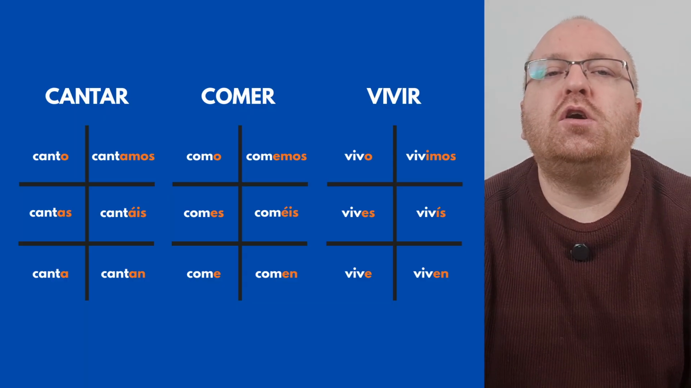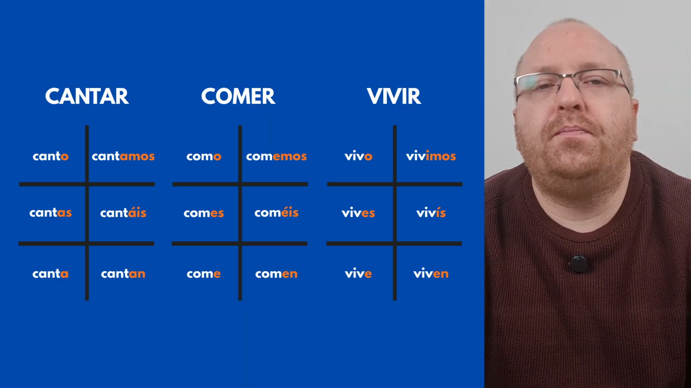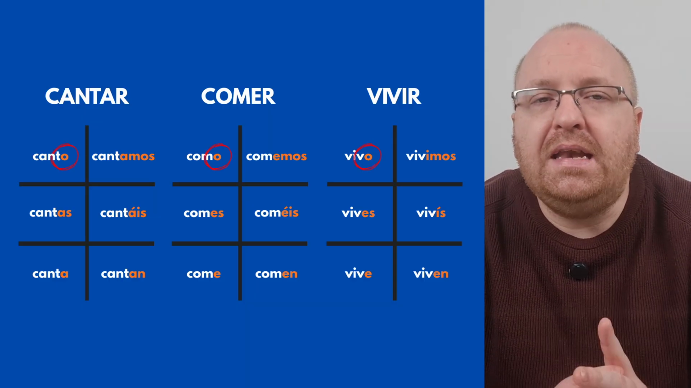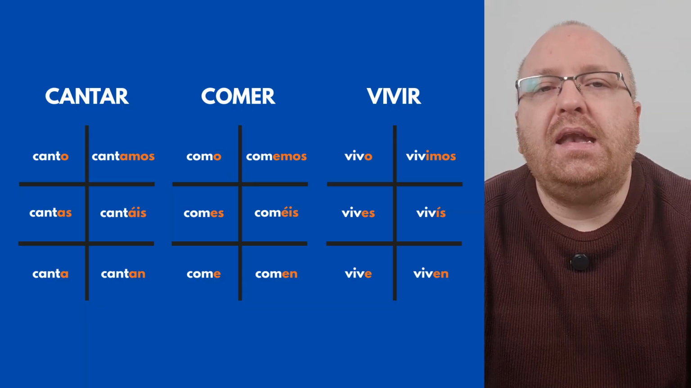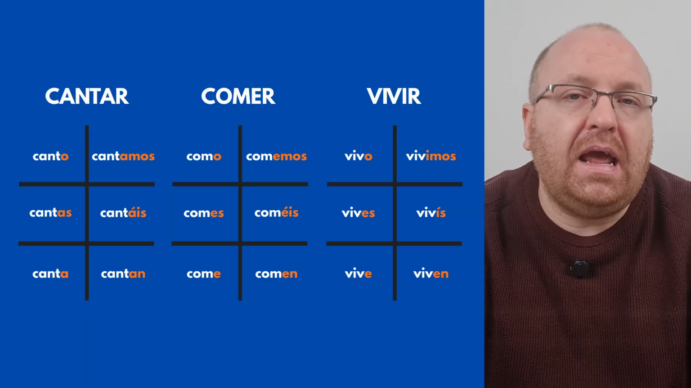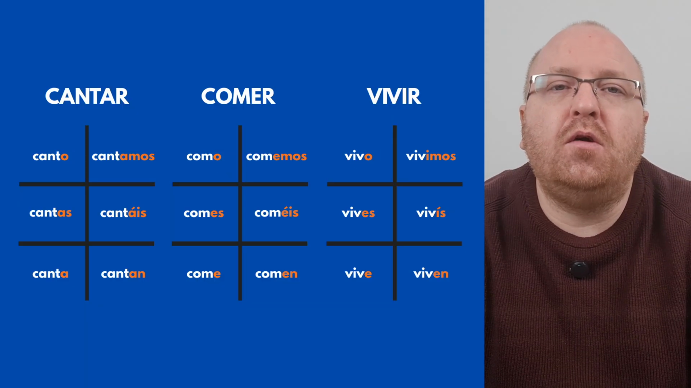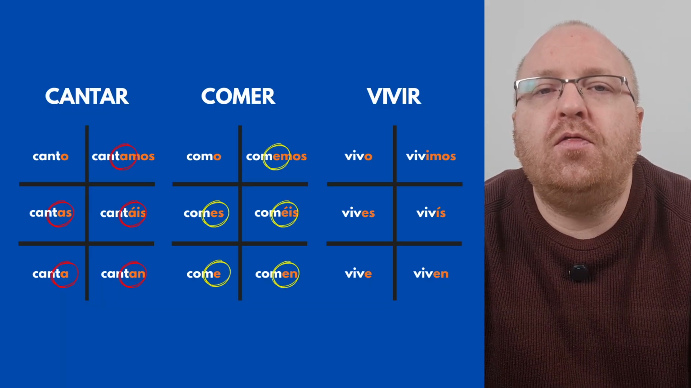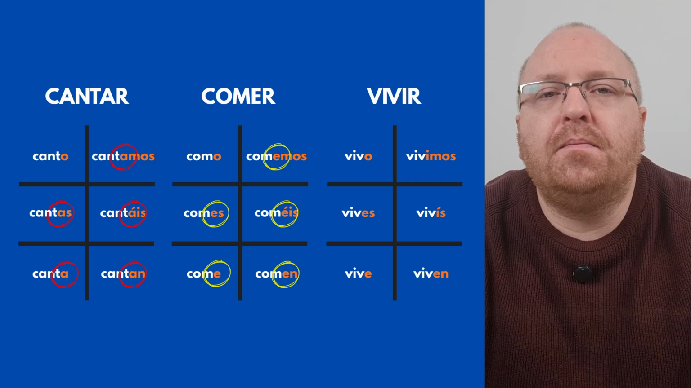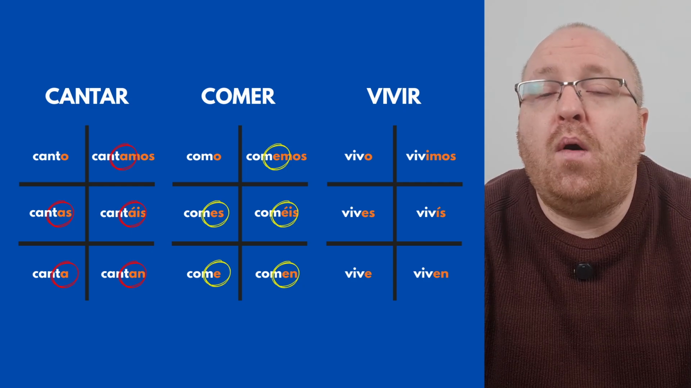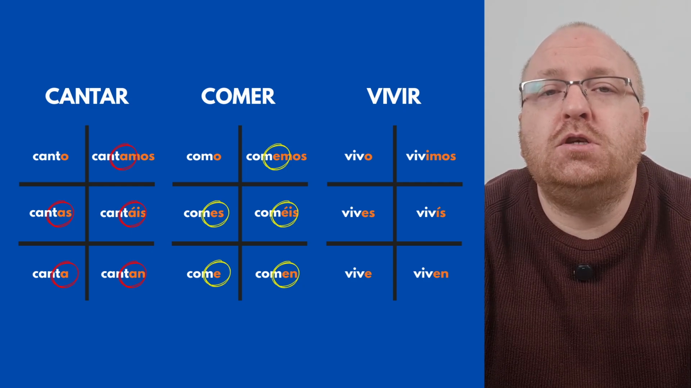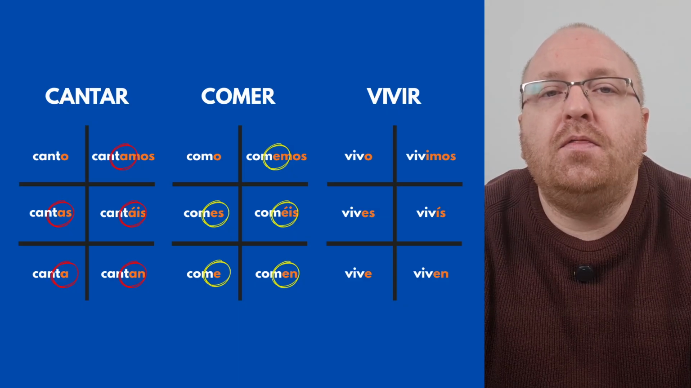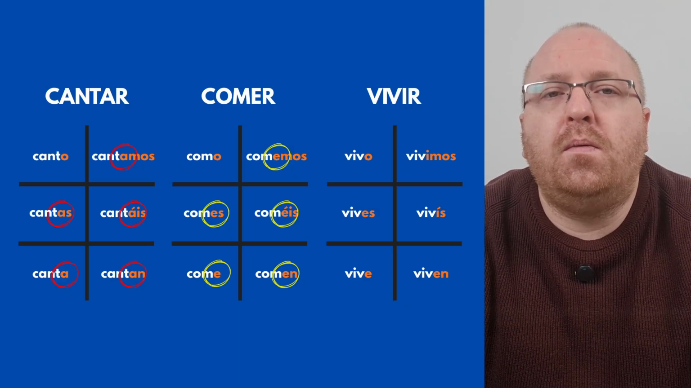To begin with, look at the I form across the top. In all 3 verb types, the ending is always O, and it never changes. Next, if you compare AR and ER verbs, you'll notice that they follow the exact same pattern across the chart, with the only difference being the main vowel used in the ending. AR verbs use the vowel A, and ER verbs use the vowel E. The structure stays the same. The only change is to the vowel.